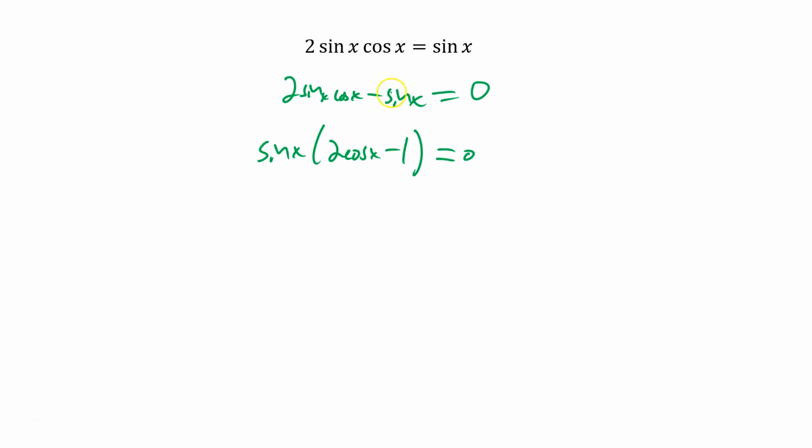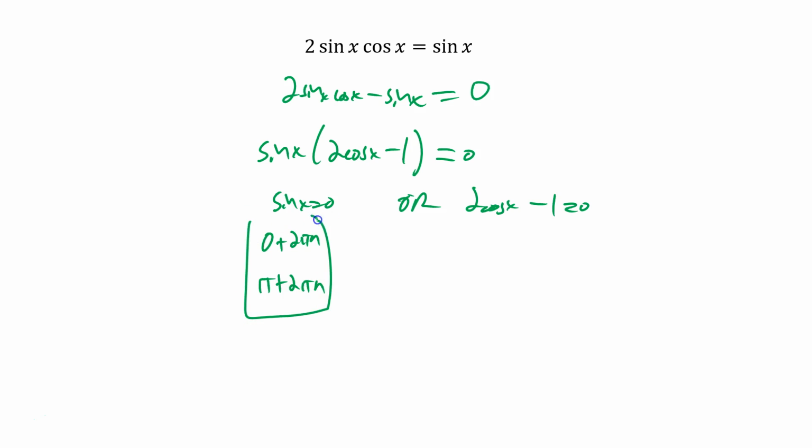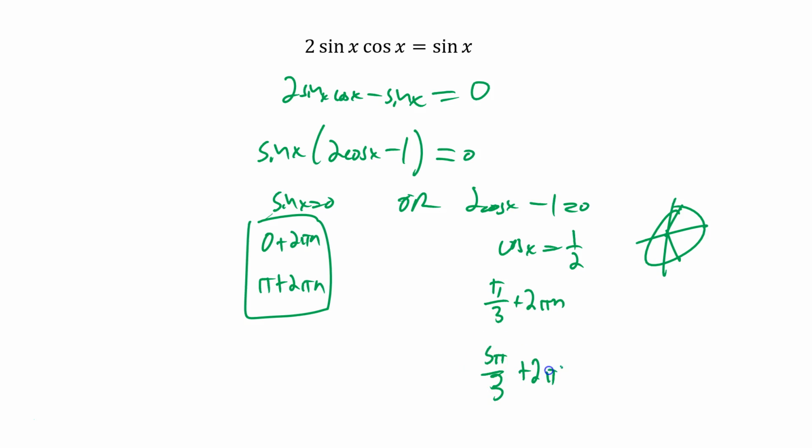Don't forget the 1, right? You can't lose that. So now we have either sine x equals 0 or 2 cosine x minus 1 equals 0. Well, sine is 0 at 0 and pi. So we could have 0 plus 2 pi n and pi plus 2 pi n. Those are for sure solutions. Over here, if we solve this, add 1, divide by 2, we get cosine x equals 1/2. That happens at pi over 3 and 5 pi over 3. So we have pi over 3 plus 2 pi n and 5 pi over 3 plus 2 pi n.